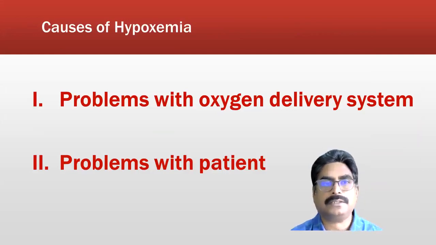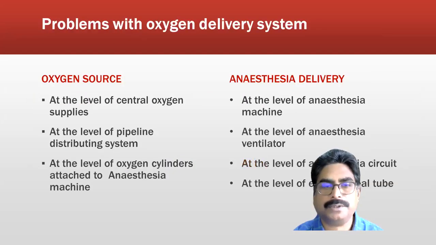So let us see the causes of hypoxia in the intraoperative period. It can be divided into two broad categories, that is problems with the oxygen delivery system and problems with the patient. We will see one by one. The problems with the oxygen delivery system may be due to the oxygen source or the anesthesia delivery. The oxygen source may be at the level of the central oxygen supply, or at the pipeline system, or at the oxygen cylinders attached to the anesthesia machine. Or the problems may be in the anesthesia delivery system, that is the anesthesia machine, anesthesia ventilator, anesthesia breathing circuits, or your endotracheal tube.